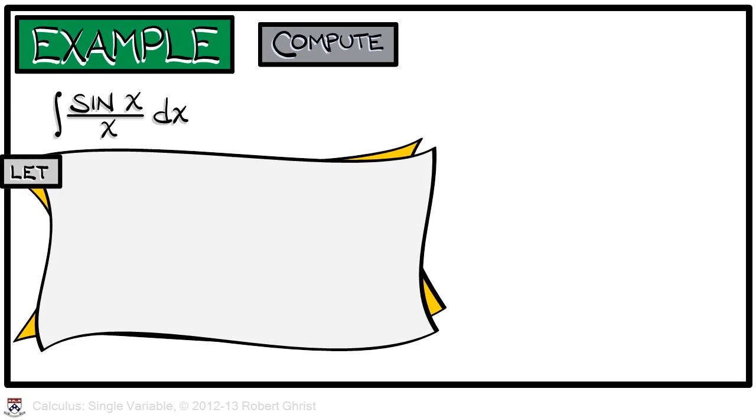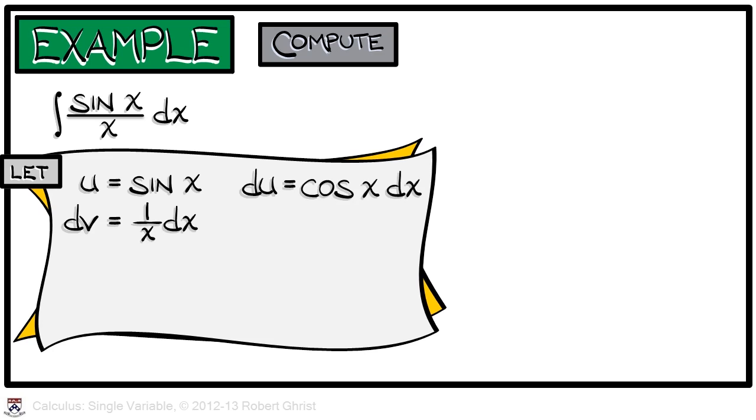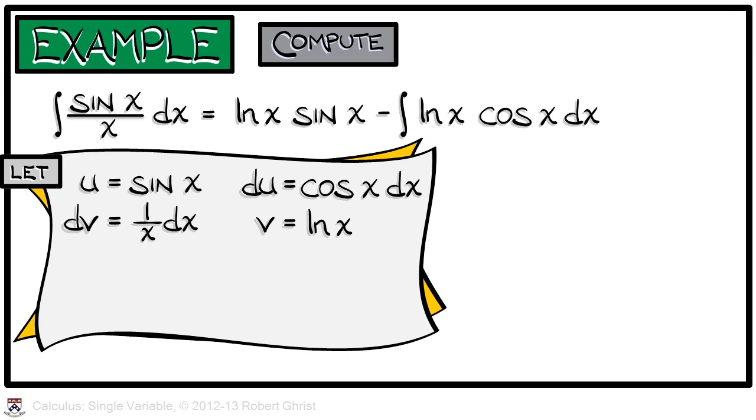Well, we have a couple of choices here. Let's try letting u be equal to sine of x and dv being 1 over x dx. In this case, du would be cosine of x dx, and v would be the antiderivative of 1 over x, that is, the natural log of x. The integration by parts formula gives what? u times v, that is, log of x times sine of x, minus the integral of v, log of x, du, cosine of x dx.